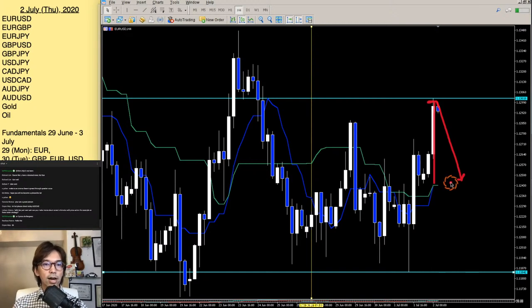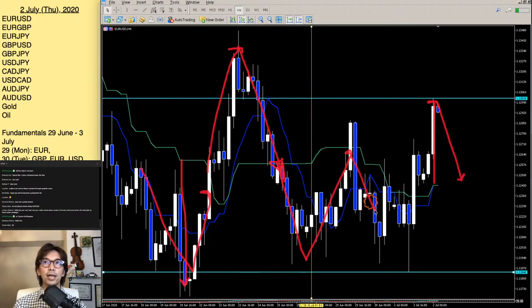So I said this earlier in my previous video too. Whenever the price gets away from the Kijun-sen, it will come back to the Kijun-sen, as you can see in the back. Whenever it gets away, it will come back to the Kijun-sen. And this one too, it gets away from the Kijun-sen, then it comes back. And now it's getting away from this Kijun-sen. So now we can expect that the price will come back to the Kijun-sen at some point in the future.